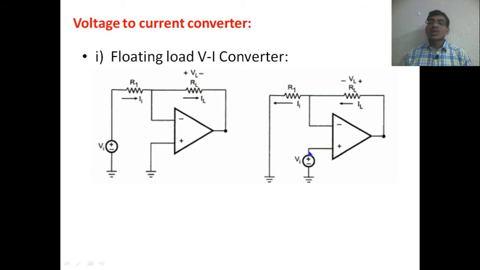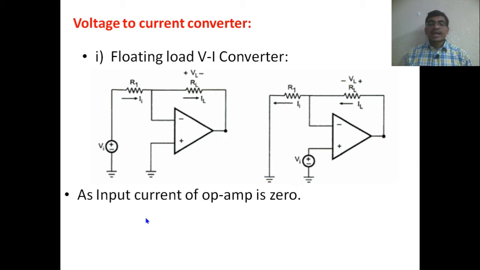So in the non-inverting amplifier case, the VI is applied to the non-inverting terminal, and here IL is the load current, and RL is the load resistance, R1 is the input resistance, and the II current will flow here. Okay, so let us see, as the input current of op amp is 0, we can say IL is equal to II. As the input current for the op amp is 0, therefore this entire II current will flow in the load resistance. No current will flow in this branch.